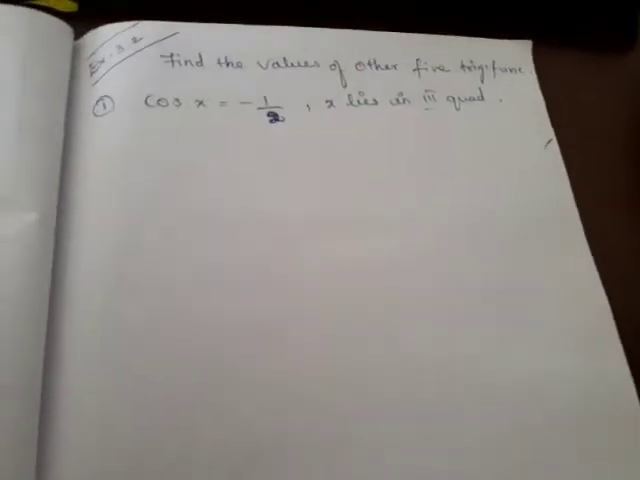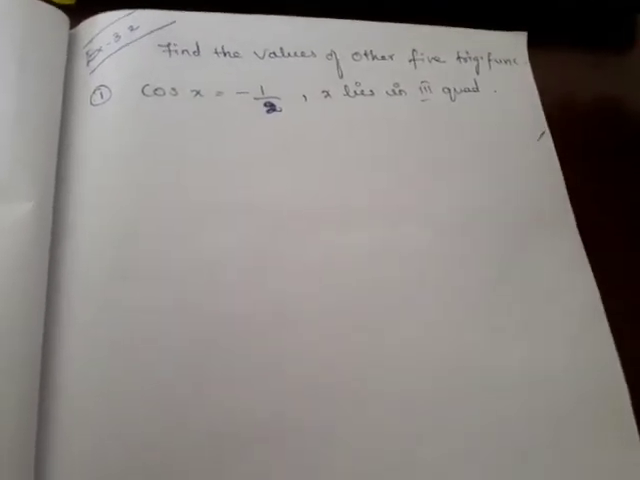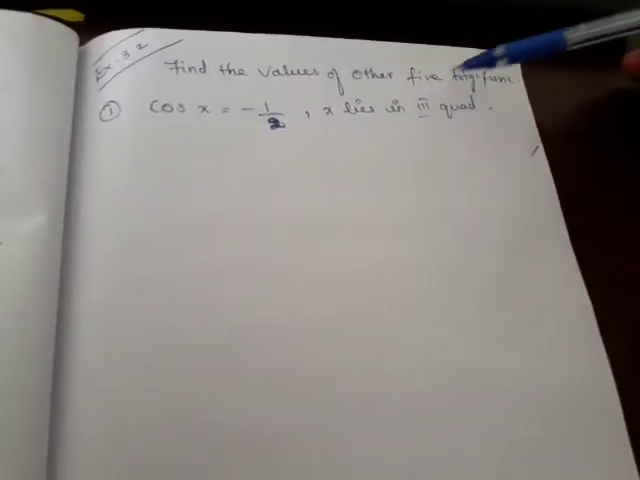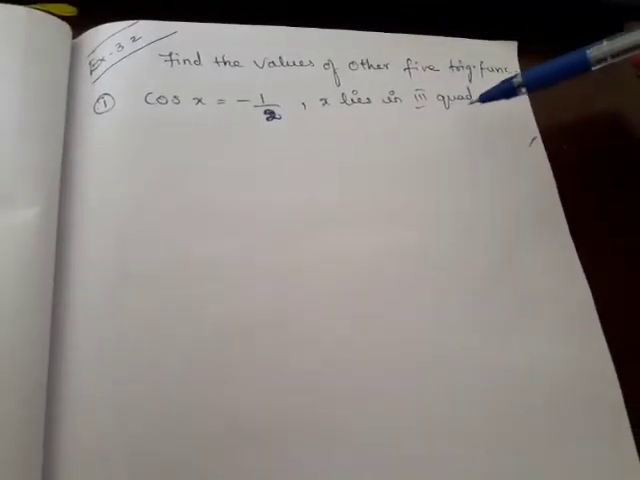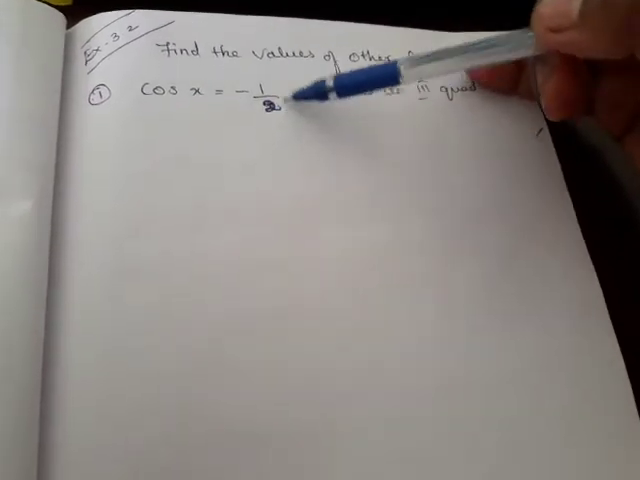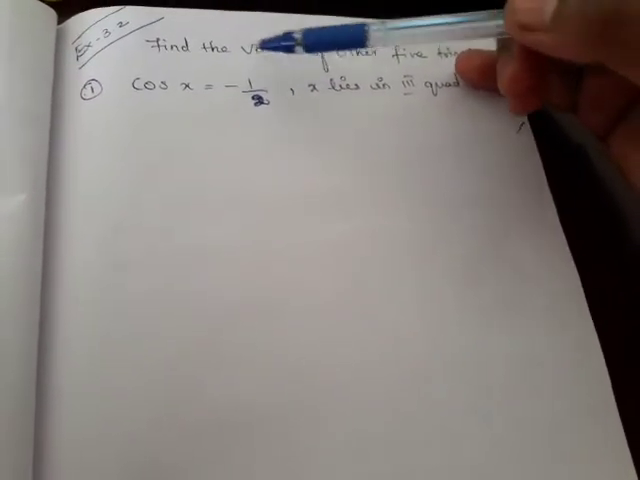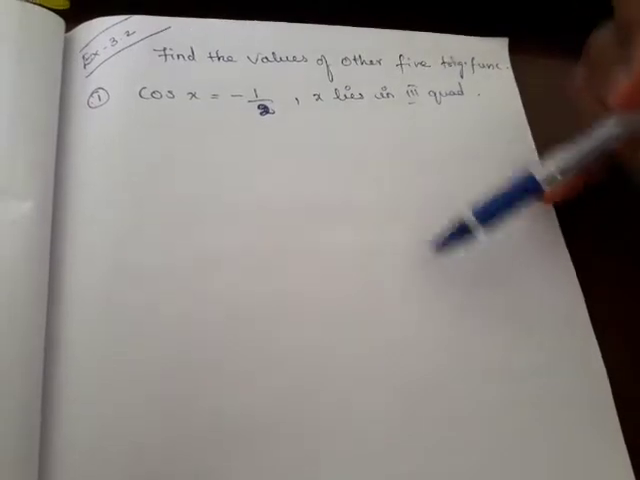Let us move on to exercise 3.2. First question: find the values of the other 5 trigonometric functions. Cos x equals -1 by 2 and x lies in the third quadrant. They have given only one trigonometric value. Using this, you need to find out the remaining 5 trigonometric functions.